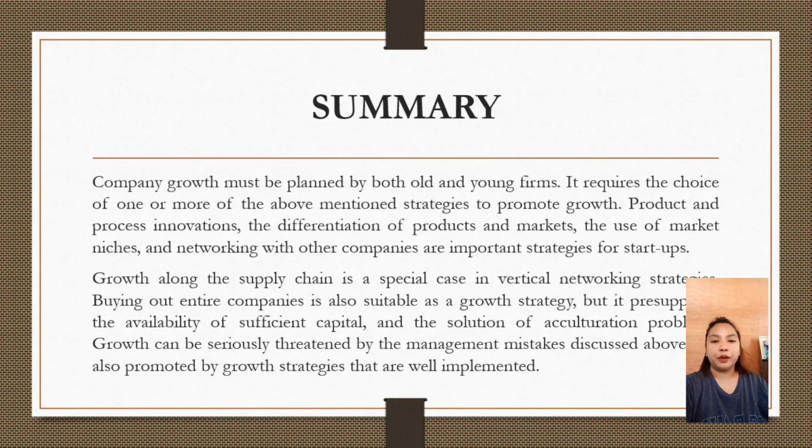The summary of our report. Company growth must be planned by both old and young firms. It requires the choice of one or more of the above-mentioned strategies to promote growth. Product and process innovations, niches, and networking with other companies are important strategies for startups. Growth along the supply chain is a special case of vertical networking strategies. Buying out entire companies is also suitable as a growth strategy, but it presupposes the availability of sufficient capital and the solution of acculturation problems. Growth can be seriously threatened by management mistakes.